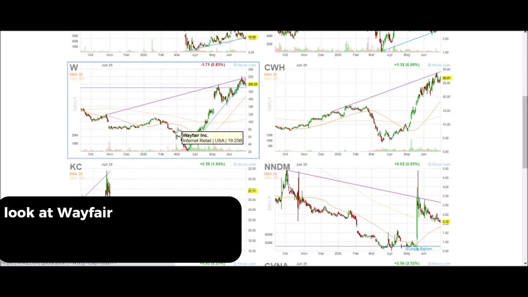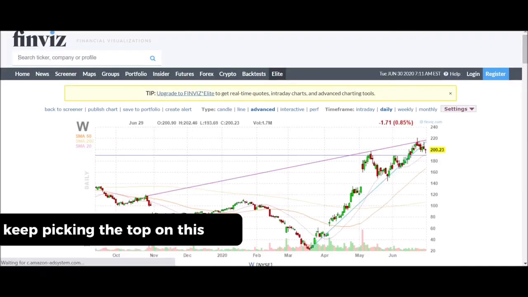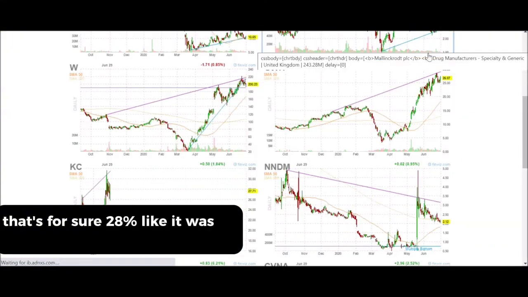Look at Wayfair, another great example of a short squeeze. Shorts keep picking the top on this one, that's for sure. 28%. I feel like it was 50% at one point.